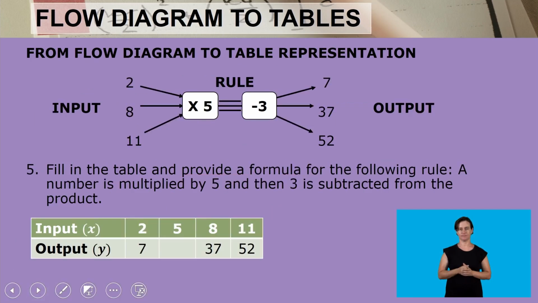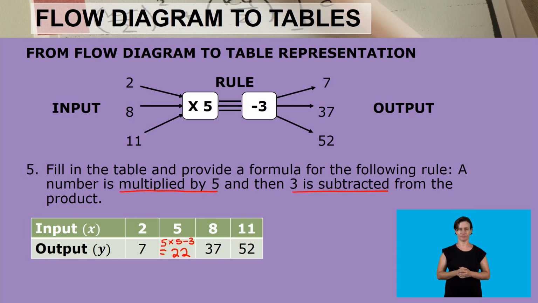Then let's go on to this one here where we have, again, the flow diagram is given. Then we are supposed to fill in the table. We can see that those input values have already been filled out with their output values. But what about the 5? Well, let's look at what the rule says. The rule says that the input value is multiplied by 5 and then 3 is subtracted. So our input value being 5, we're going to multiply this by 5. And then we are going to subtract 3. So 5 multiplied by 5 is, of course, 25. And when we subtract 3 from that, our answer is going to be a 22.